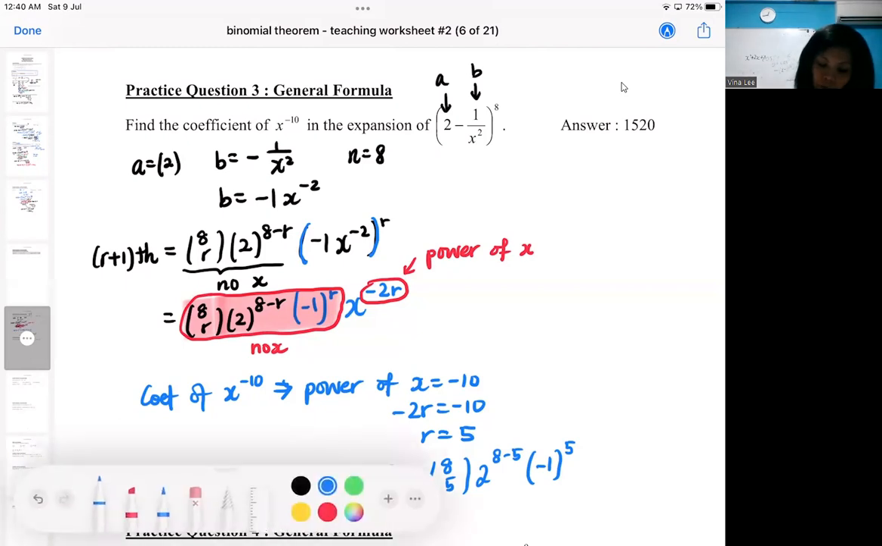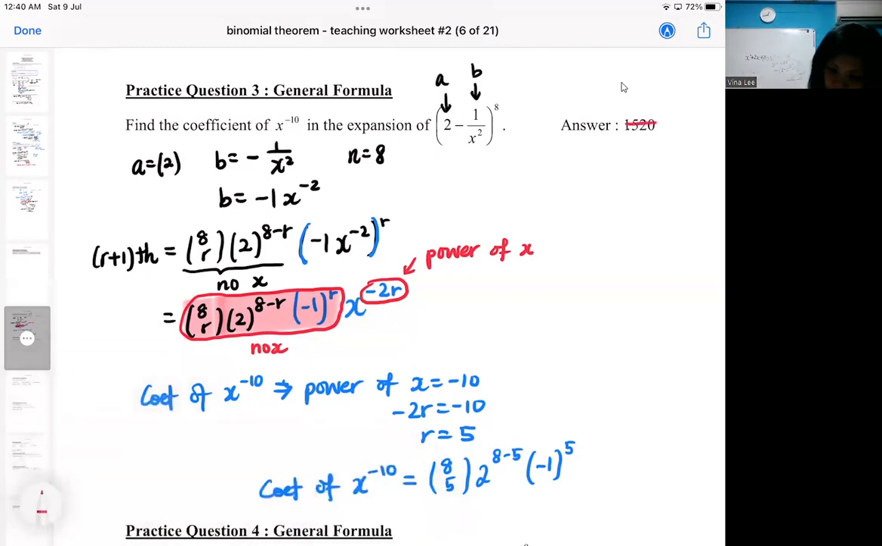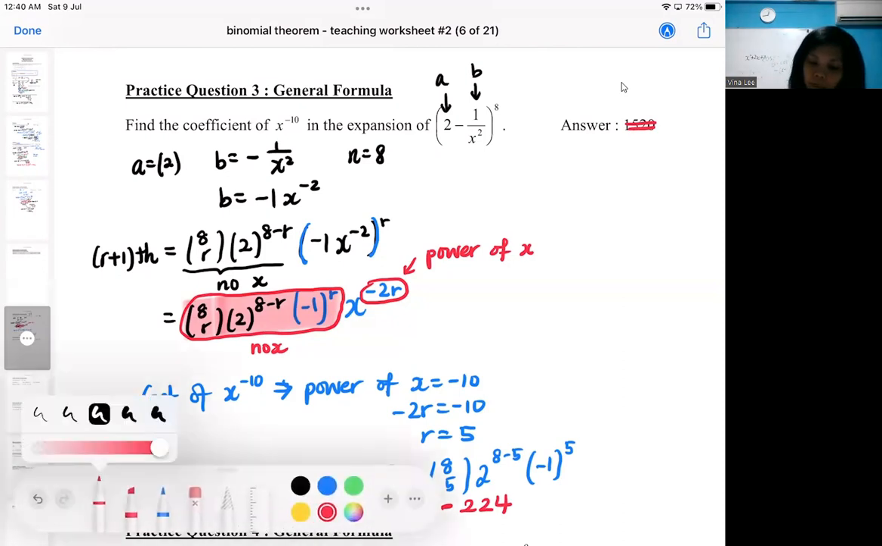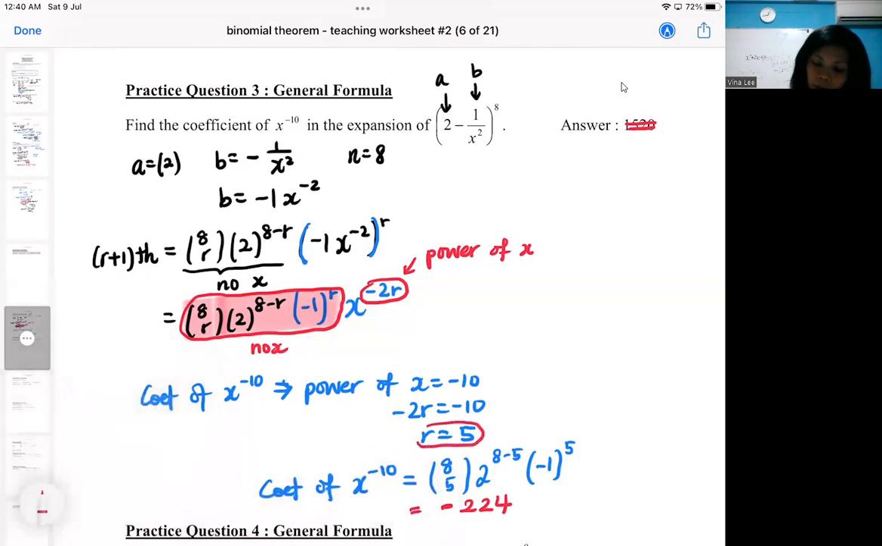Okay, I think this answer is wrong as well. You will not get this answer. You will be getting a minus 224. So what is the implication of having a minus 224? Okay, so let's look back at the implication. So I got it from r equal to 5.